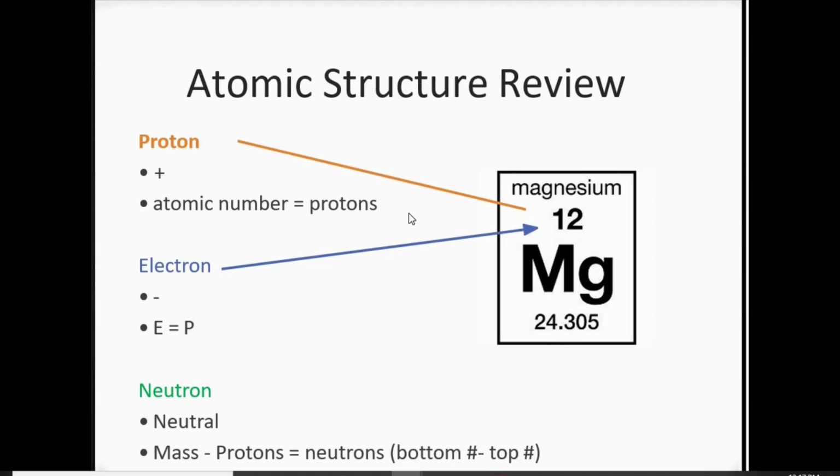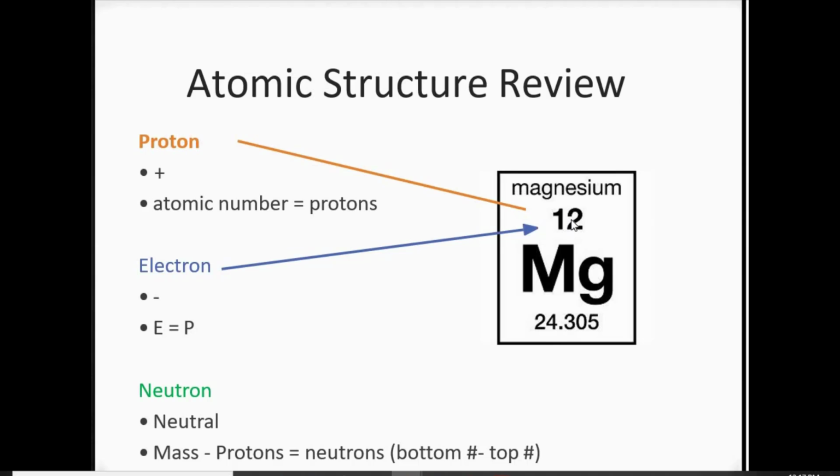So let's practice on this. We have here an element called magnesium. The symbol of it is Mg, as you can see, and we have two numbers here. The upper one we call the atomic number, and the lower one is called the mass number. If we want to know the number of protons, we must look here. The proton number is the atomic number, so we have 12 protons here.